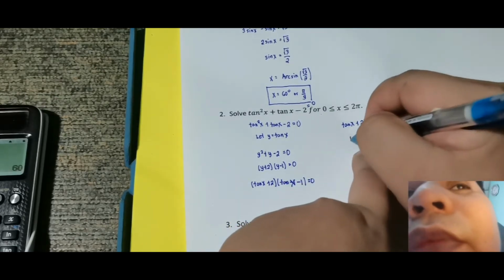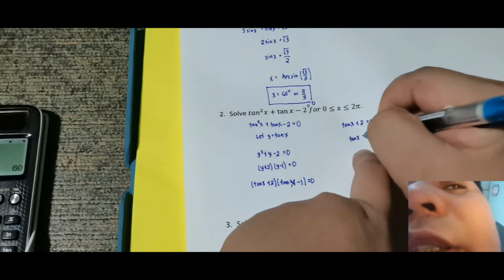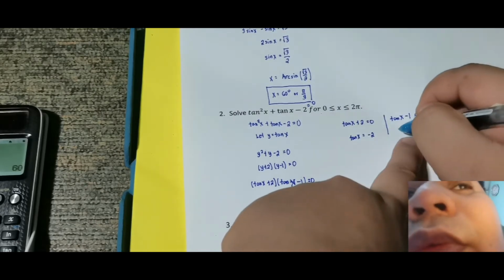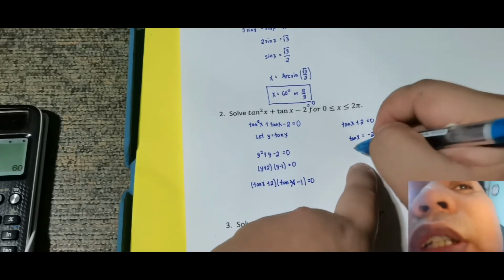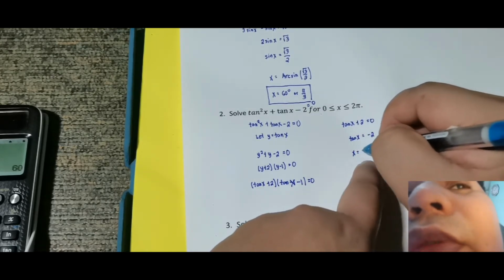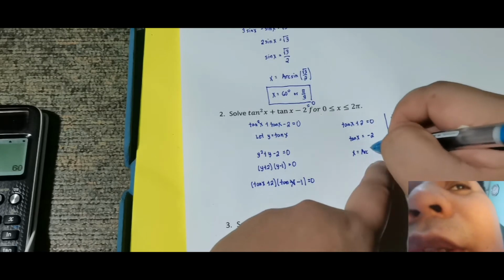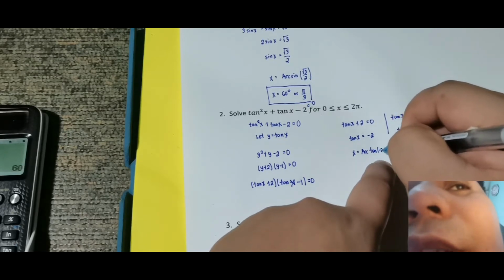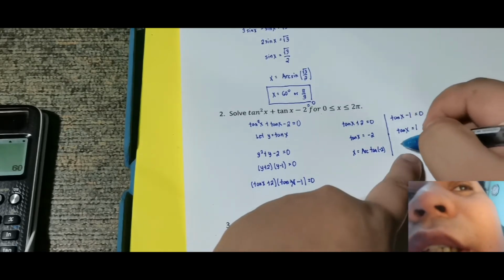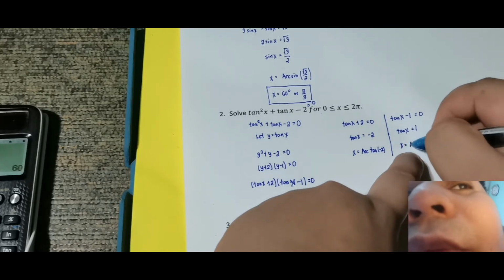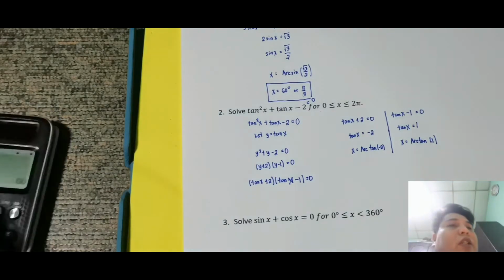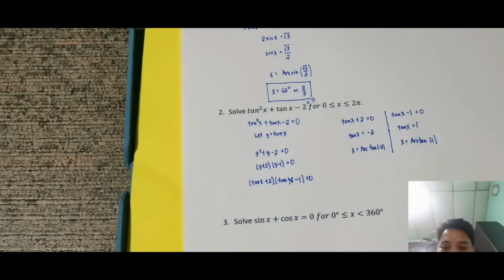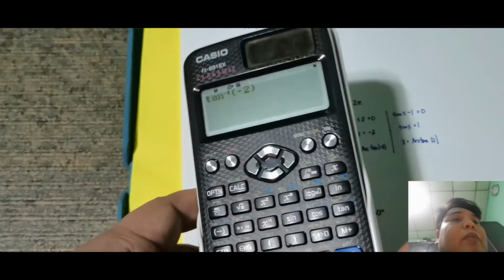So therefore, this is tangent x is equal to negative 2. Then we have tangent x is equal to 1. So which means we need to solve x is equal to arctangent ng negative 2. Tapos isa is arctangent ng 1. So check natin sino yung nag-exist sa dalawa. So una is arctangent ng negative 2. Okay, check natin kami value.